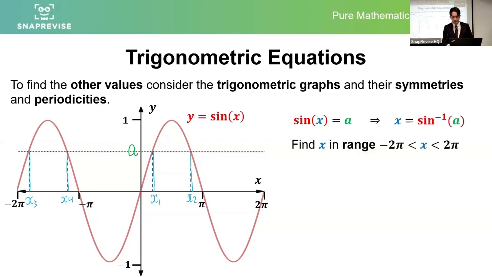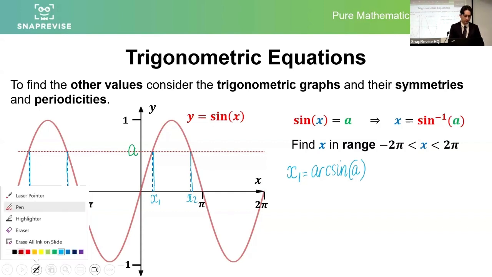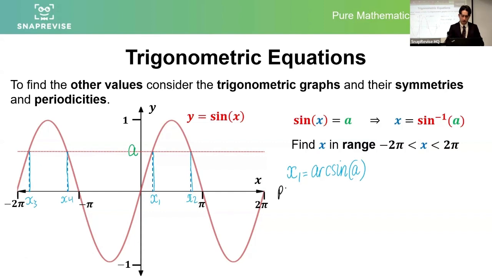Okay, so they will need to give you the range that they want. Even in that range, there are 4 potential answers. So what we're going to do first is find the principal value, that's what we call it, x1, which is equal to arcsine of a. Now that is the first value your calculator will give you, and we call that the principal value. So normally it will give you this one.